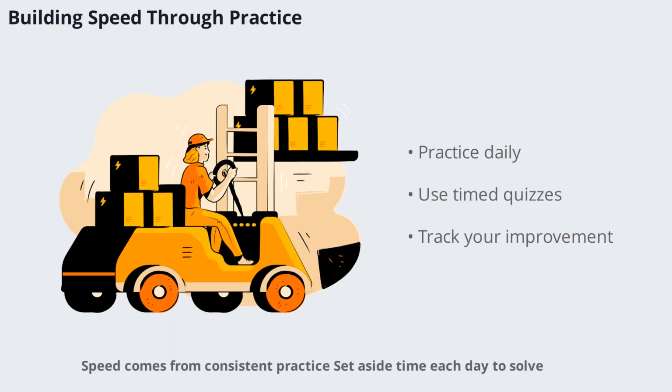Speed comes from consistent practice. Set aside time each day to solve number system problems using the techniques you've learned. Track your progress and challenge yourself with timed quizzes. The more you practice, the faster and more accurate you'll become.